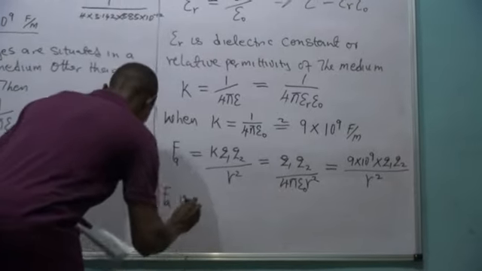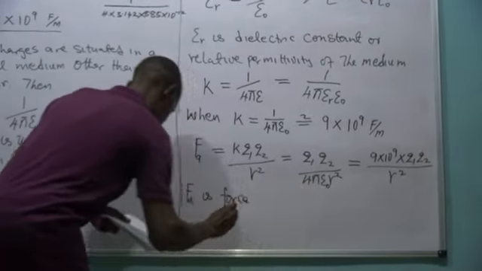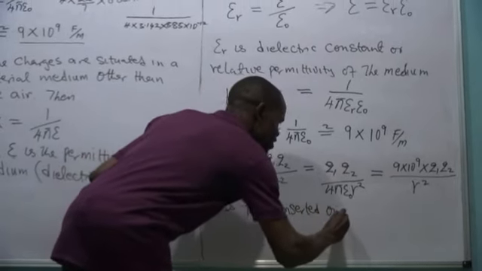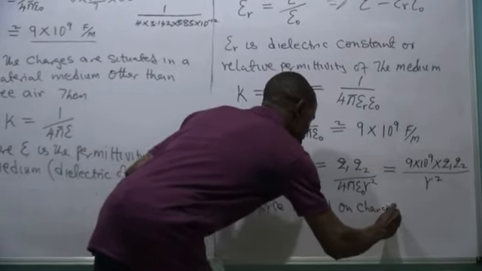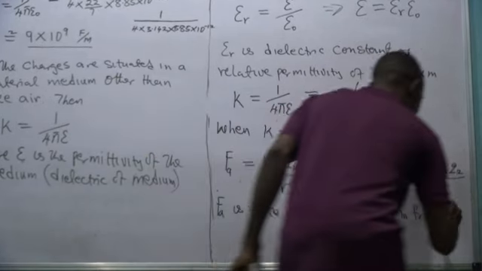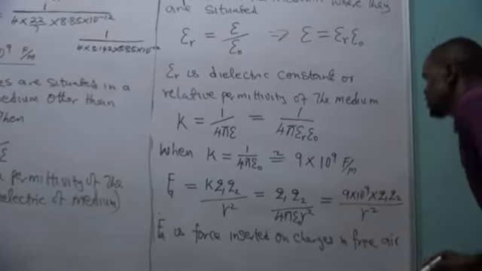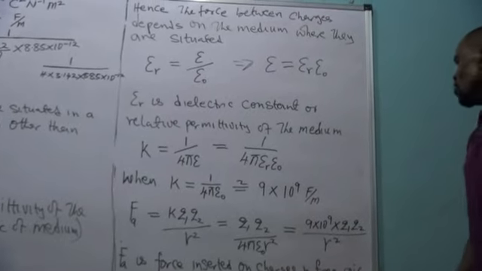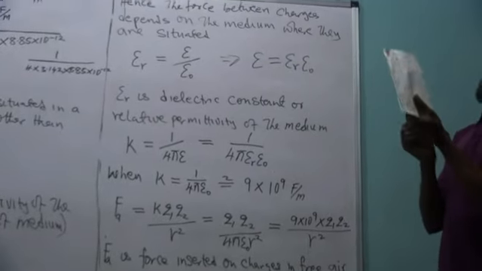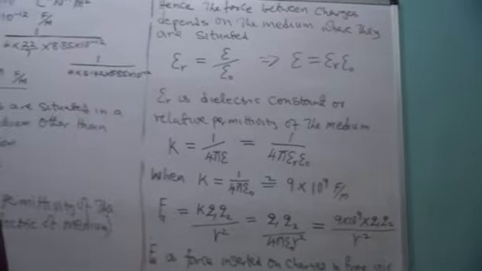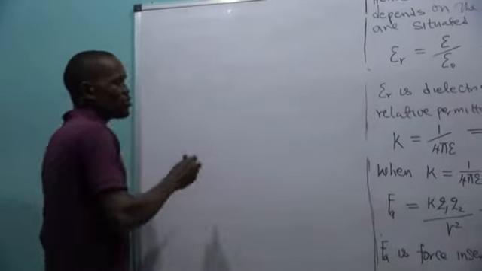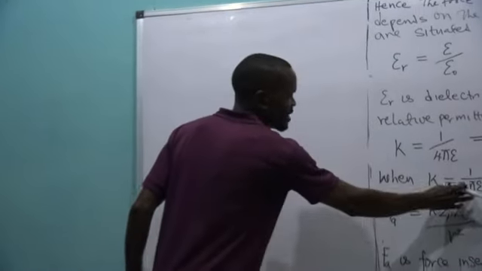FA is the force exerted on charges in free air. Look at it: in free air. It is the force exerted on charges in free air, and I'm using it to calculate. Then someone might ask, how did I get this by substituting?